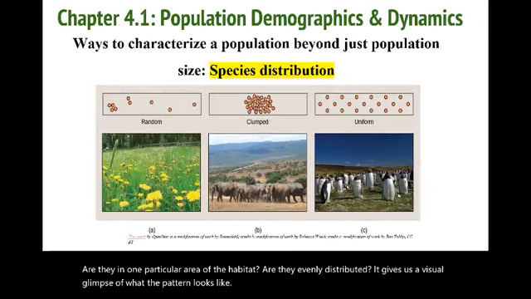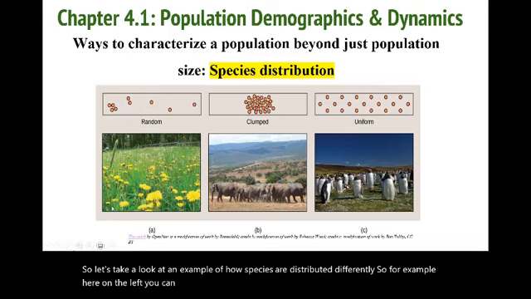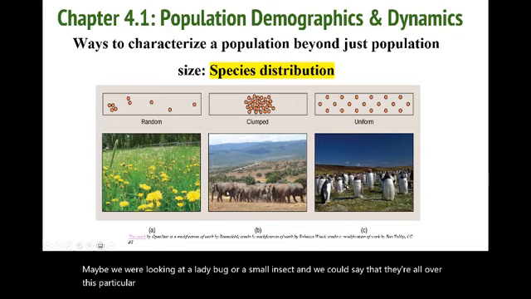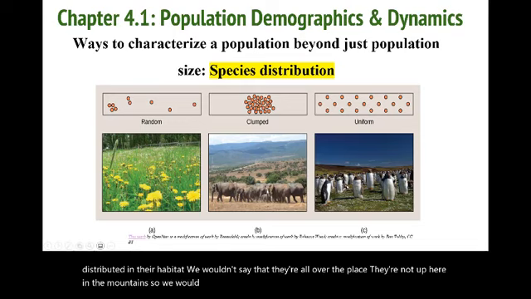So let's take a look at an example of how species are distributed differently. For example, here on the left, you can see in this species distribution, we could say that there's a random species distribution. Maybe we were looking at a ladybug or a small insect, and we could say that they're all over this particular habitat. What about if we were looking at these elephants and how they are distributed in their habitat? We wouldn't say that they're all over the place. They're not up here in the mountains. So we would call this species distribution clumped because they're all clustered together.